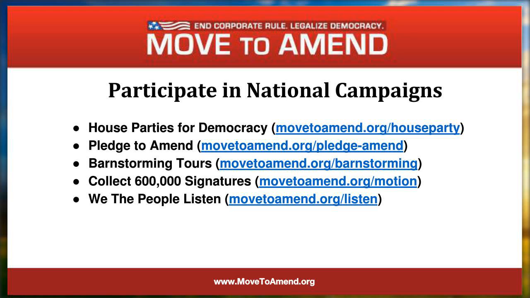Another good event to help organize are our barnstorming tours, where we send a leader from the national leadership team to speak at your city, town, or county building, informing folks why Move to Amend is committed to making clear that corporations are not people and money is not speech, and educating about the foundational myth that we were created as a democracy of, by, and for the people, when really we have largely benefited the very wealthy few.